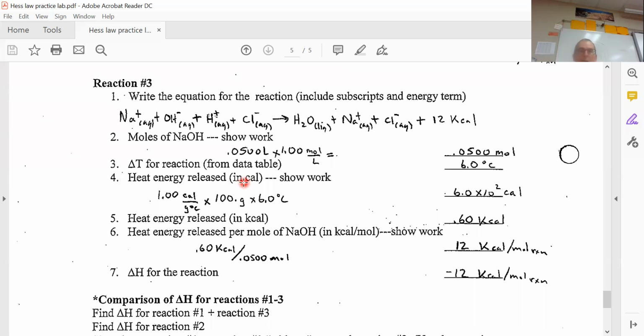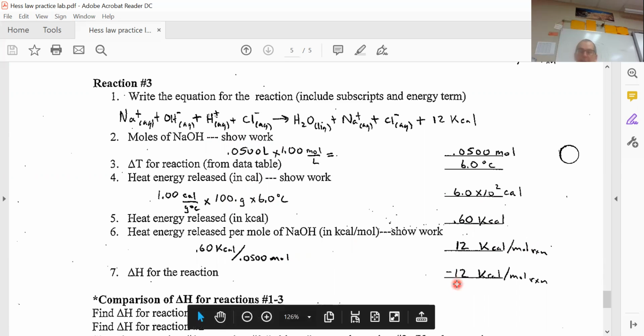There's no solid sodium hydroxide. I just have the 100 milliliters of solution, 50 from the NaOH and 50 from the HCl. So that ends up being 100 grams. I get my numbers here. I figure out my heat energy, divide by my moles. I get my kcals per mole of reaction. And remember, delta H is negative there.